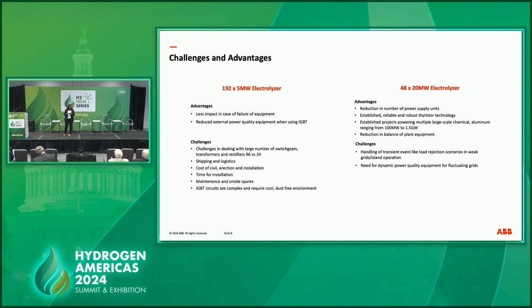And cost of civil, erection, and installation. This is something I've been hearing the EPC companies also say. They like things compact. So when the area is less, the execution becomes easier, the materials, the labor, which is again an expensive matter. So all of that, we have advantages, and also it's going to take a longer time to install multiple smaller units than installing one big unit.